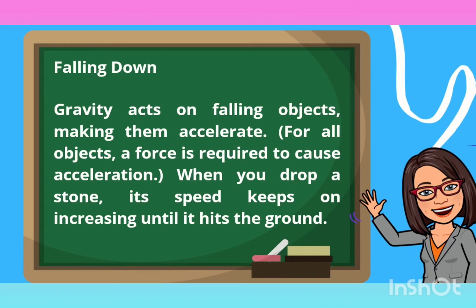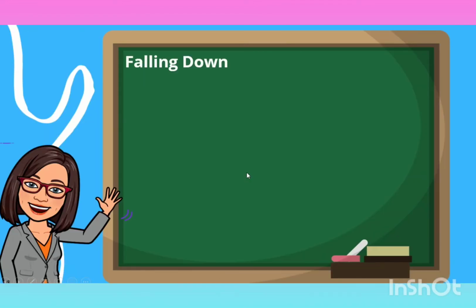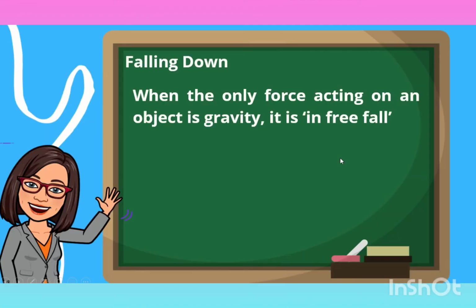Pag nagbagsak ka or nagbitaw ka ng bato or kahit na anong object, yung bilis nito, pabilis ng pabilis hanggat hindi pa ito bumabagsak sa ground or sa lupa. Why is that so? When the only force acting on an object is gravity, it is in free fall. If we neglect air resistance, kapag tatanggalin natin yung air resistance, ang force na lang na nag-a-act dun sa object ay gravity.